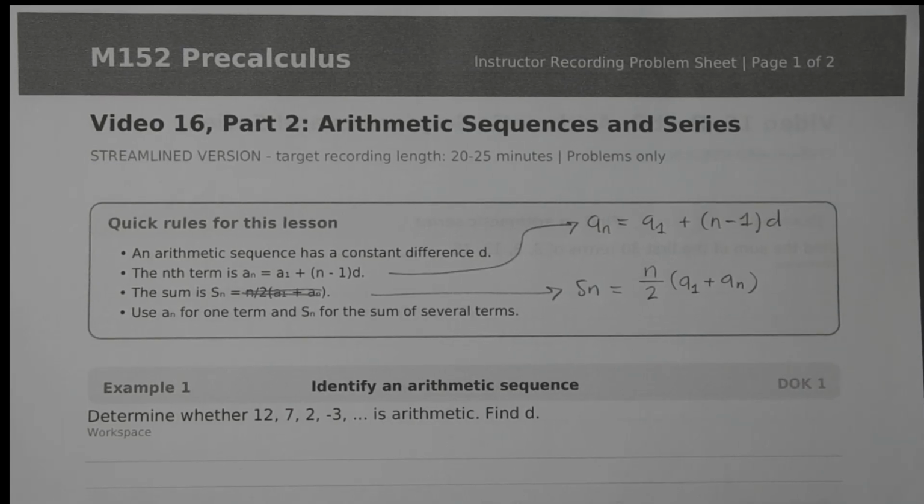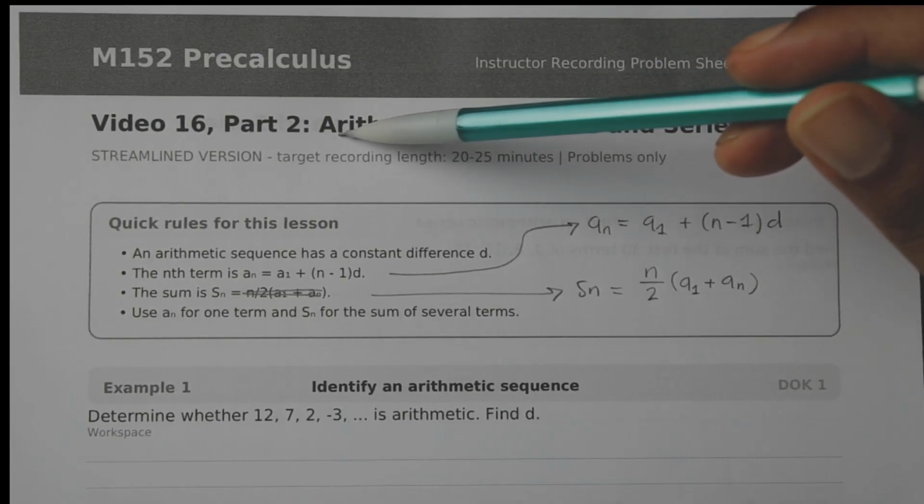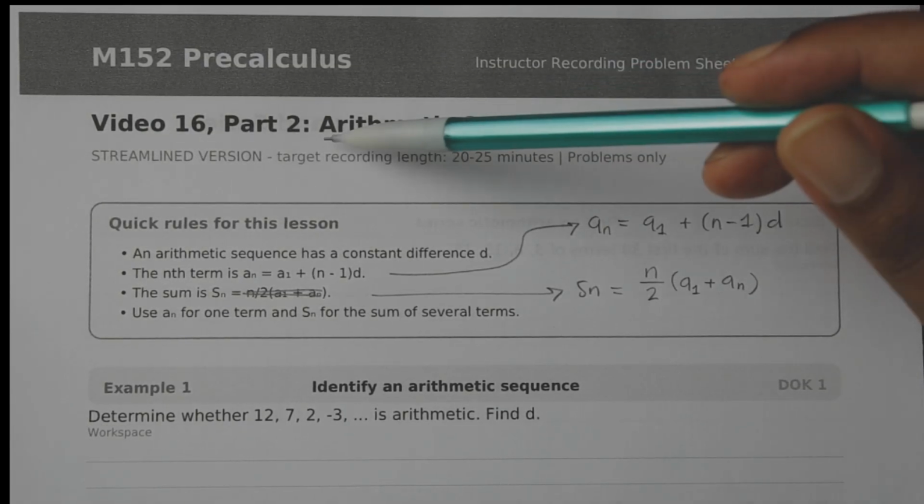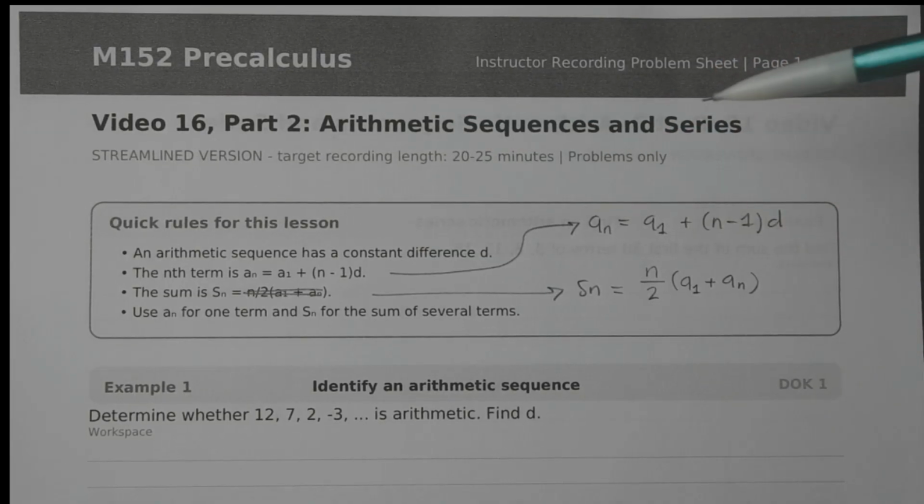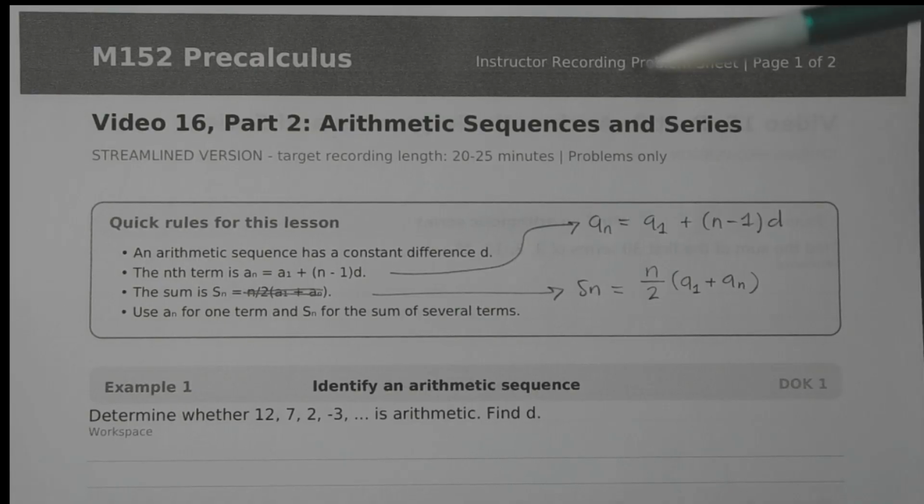Hello again. In the previous lesson, we introduced sequences, series, explicit rules, recursive rules, and sigma notation. In this lesson, we're going to look at two things. One of them is called arithmetic sequence. The other one is called arithmetic series. Essentially, when it comes to arithmetic sequence, they change by adding the same number each time, and that number is called the common difference.